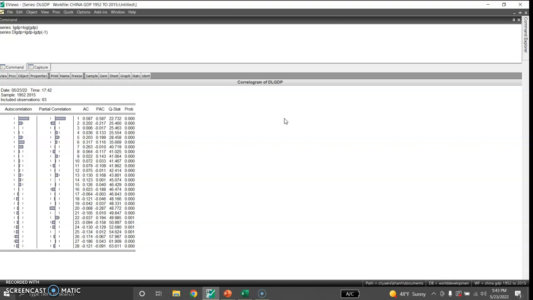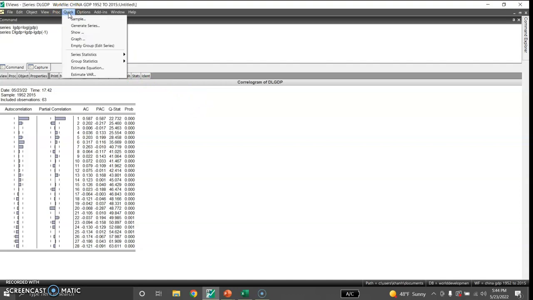Now we can compare the AIC, the SC, and the adjusted R-square values for the different orders of the ARIMA model, and finally we get that ARIMA 110 is the preferable model. I will share with you the results of the ARIMA model.